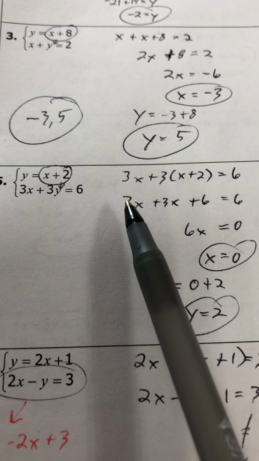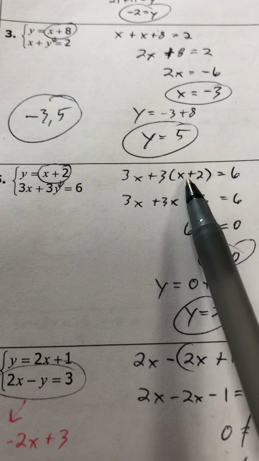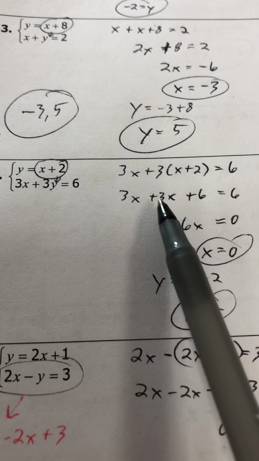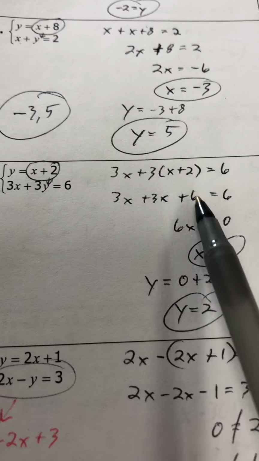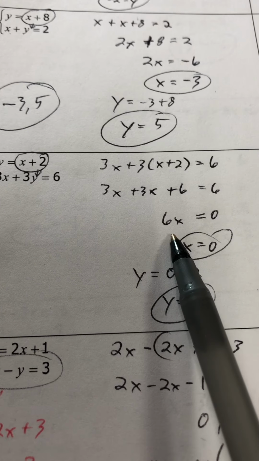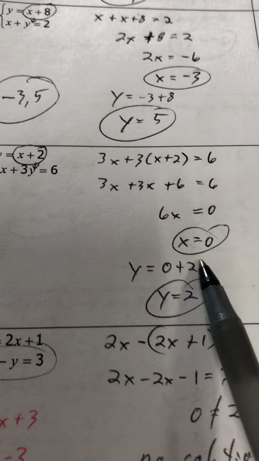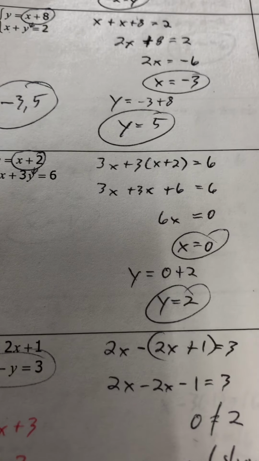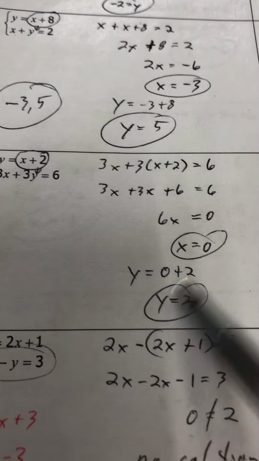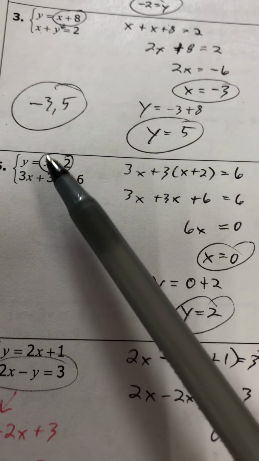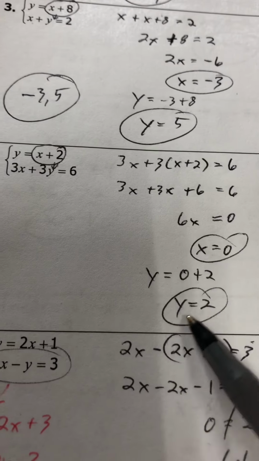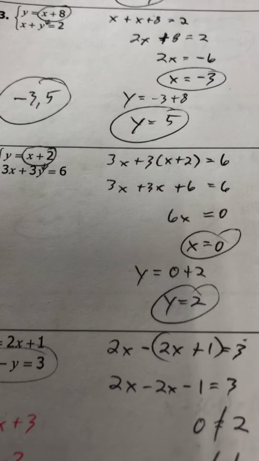Okay, so I end up using the distributive property, 3x. 3 times 2 is 6, so that's how I got the 3x and the 6. Combine my like terms, isolate the variable. When I subtracted 6 from both sides, I got 0, and I have x equals 0. I plug 0 back into this problem. What does y equal? It equals 0 plus 2. 0 plus 2 is 2, so that's what y equals.